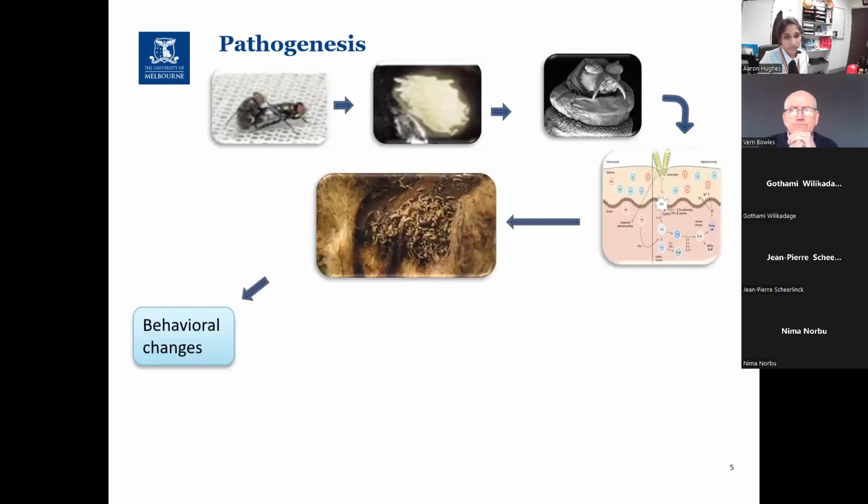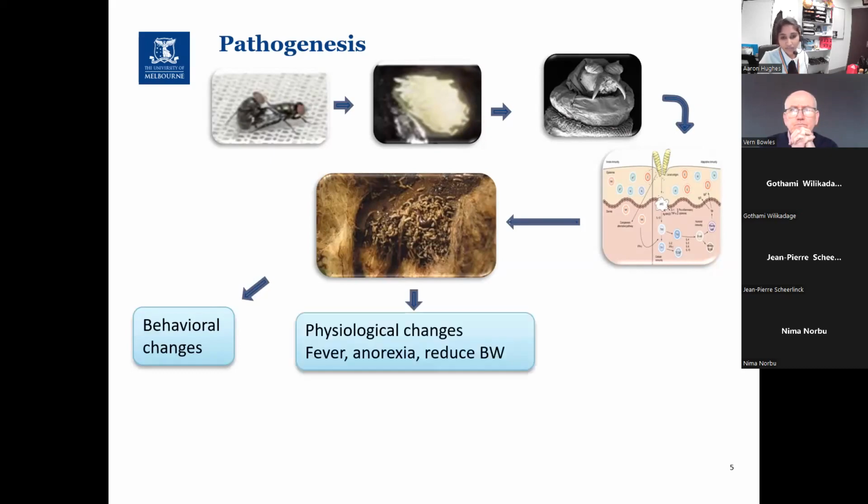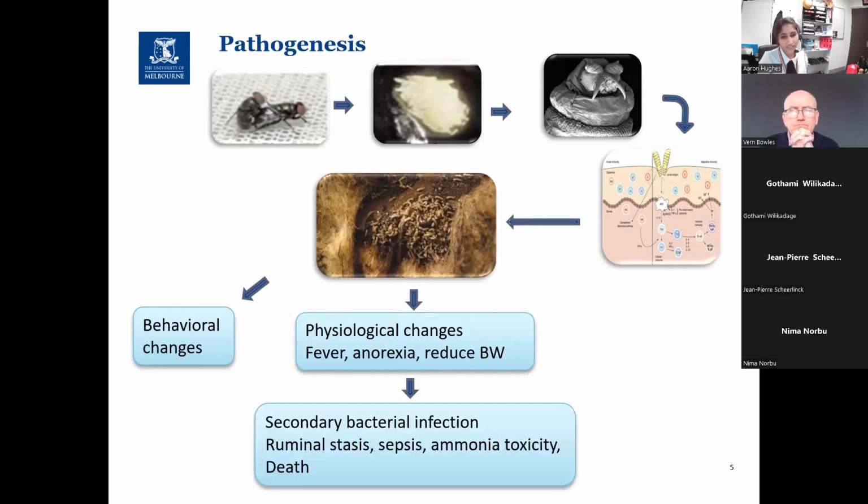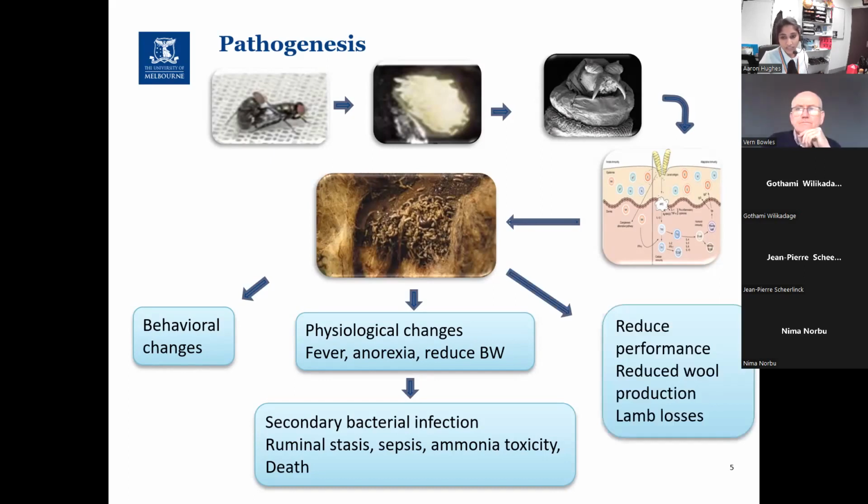Initially we would observe behavioral changes like tail twitching and biting the affected area. Then we would observe physiological changes like fever, anorexia, and reduction of body weight. This would get complicated with secondary bacterial infection, which results in ruminal stasis, sepsis, ammonia toxicity, and if not treated, it would result in death. We would also see a reduction in performance, like reduced wool cut and quality, and sometimes lamb losses in the affected ewes.